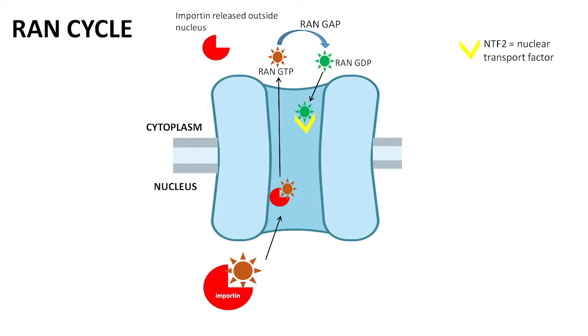Together, RAN GDP and NTF2 are again transported back to the nucleus. Inside the nucleus, RAN GDP is again converted to RAN GTP by RAN GEF. GEF is a guanine nucleotide exchange factor which converts GDP to GTP. Once RAN GTP is restored, it is again ready to bind to importin and help to transport importin out of the nucleus. This was the RAN cycle.